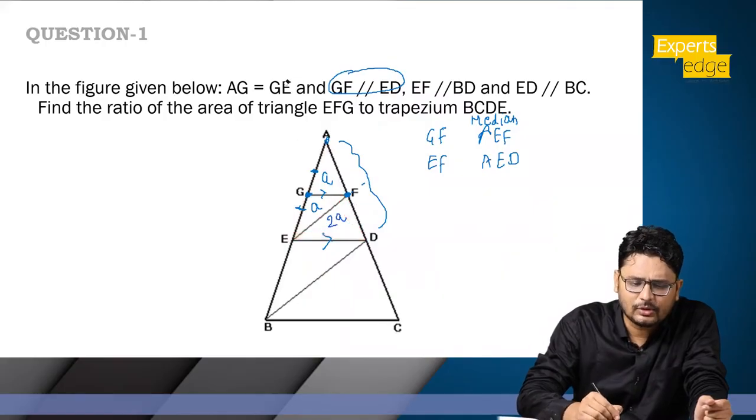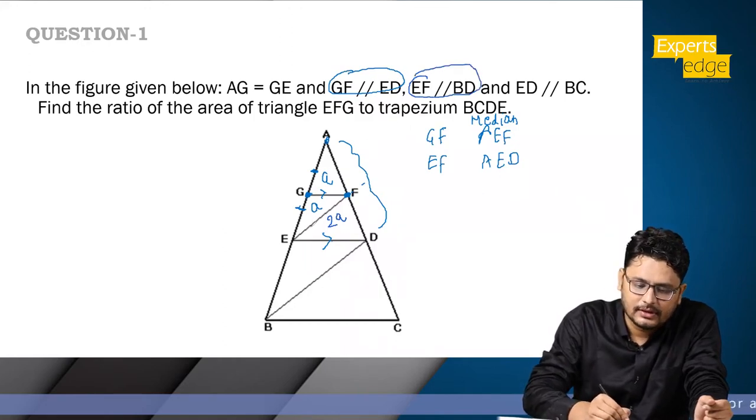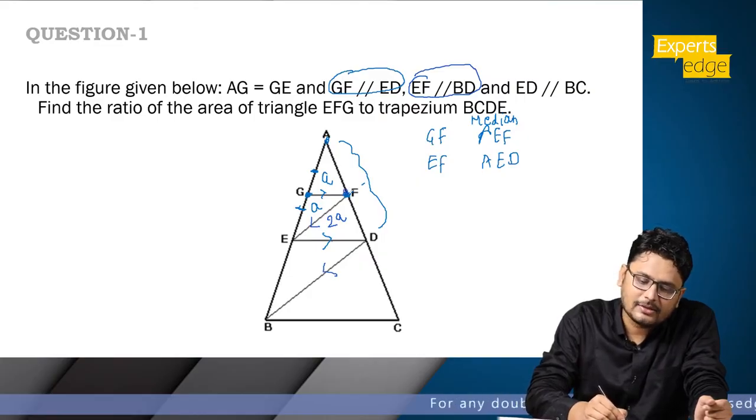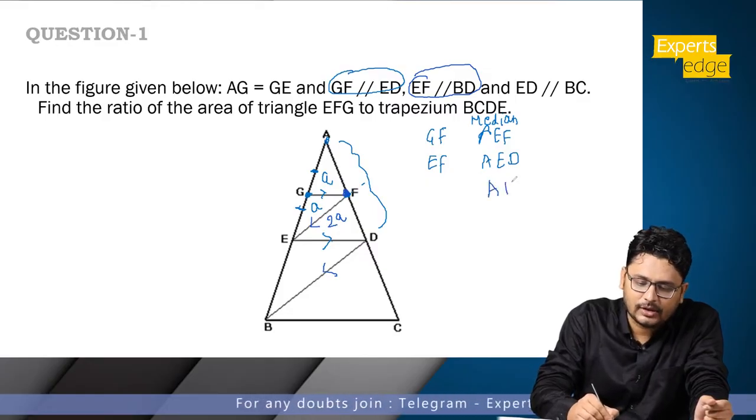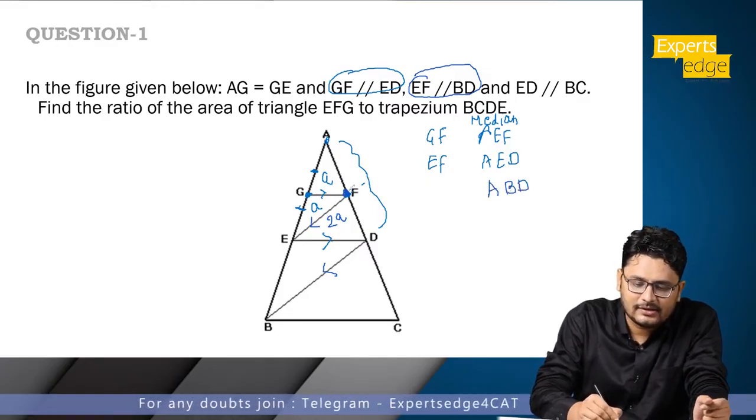Now see again which two lines are parallel given. EF is parallel to BD, right? So this EF is also parallel to BD. Okay, so if EF is parallel to BD and F is a midpoint of AD, then in triangle ABD I am talking. Okay, in triangle ABD, F is a midpoint.